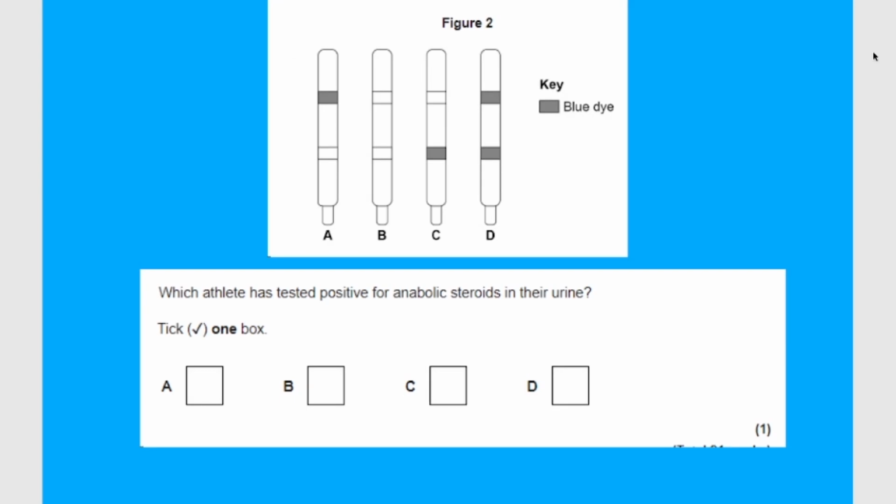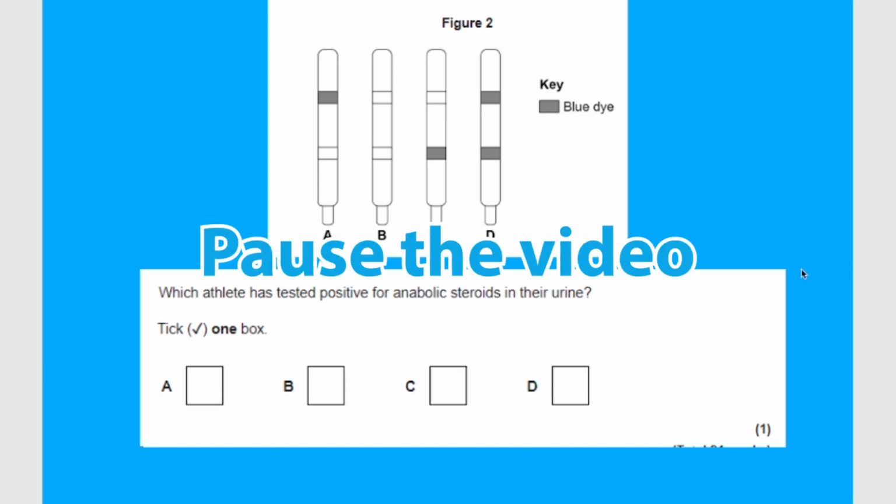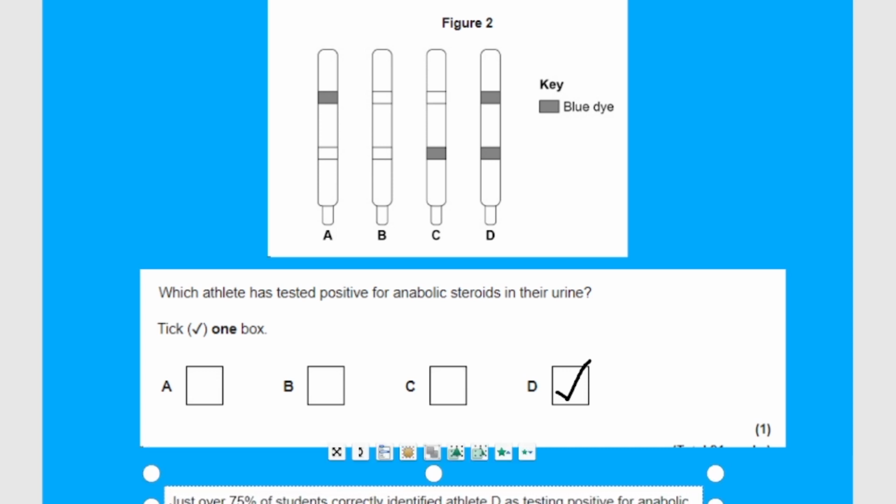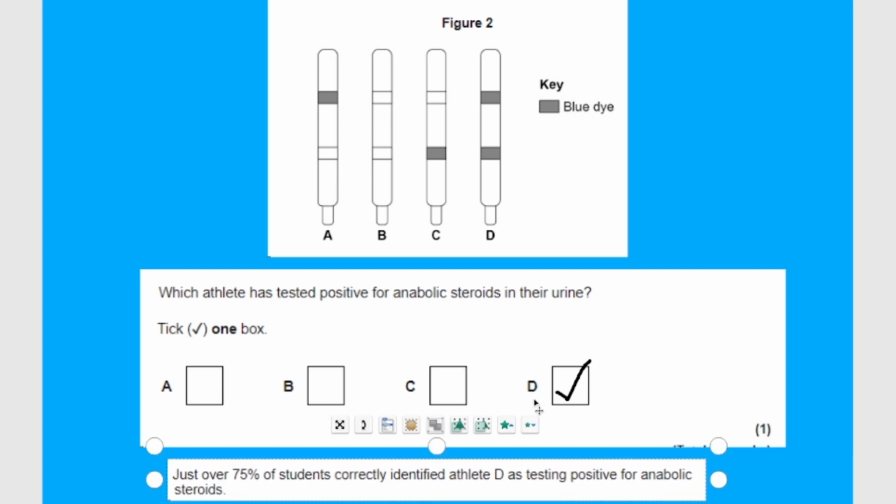Alright, last question. Using the same 4 tests, which athlete had tested positive for steroids in the urine? Nice easy one. The answer was D. Let's see how many people got that right. 75% of students got it right.